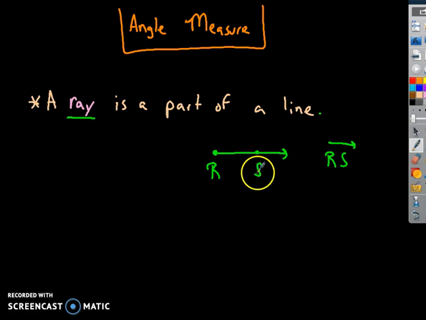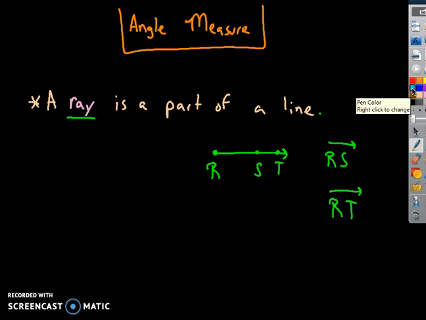And it could be named with any other letter along there. Let's say this is T. You can call this ray RS, you can call it ray RT, and you're both describing the same ray. You couldn't call it ray ST because that would begin here and it wouldn't include point R and all the points in between. So it is named with its endpoint, and it goes in one direction forever. If you understand ray, we can start thinking about what an angle is.